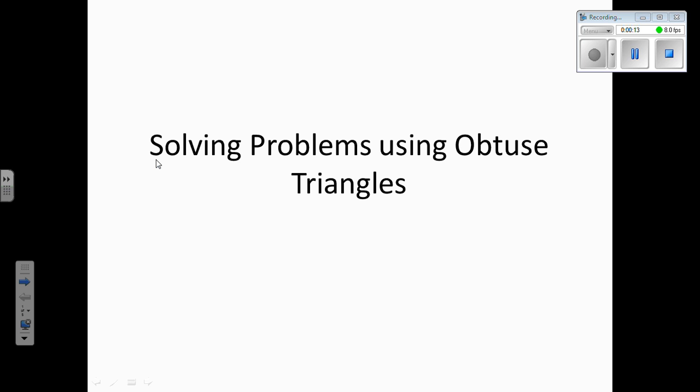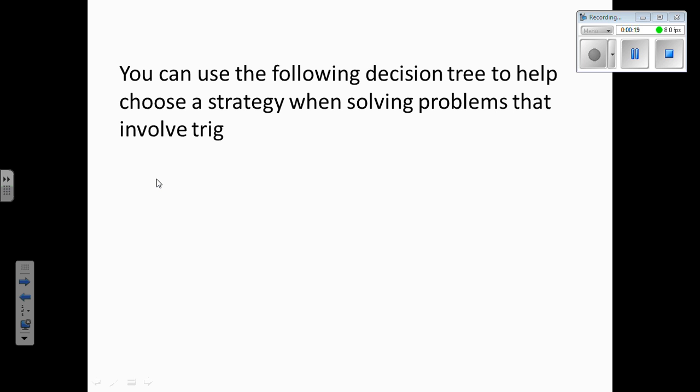This is the last part of your booklet. We're going to be solving problems using obtuse triangles, so you need to be on page 35 in your booklet. Can you use the following decision tree to help you choose a strategy when solving problems that involve trigonometry? Let's see.